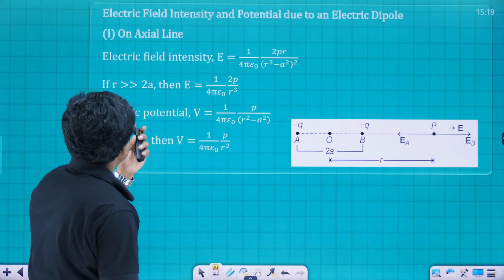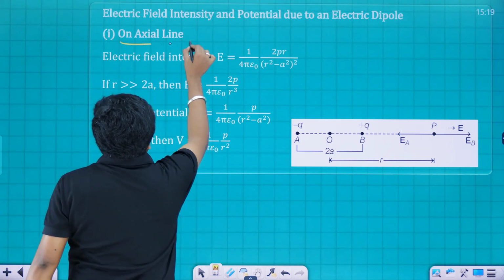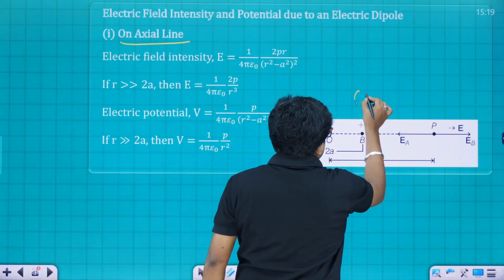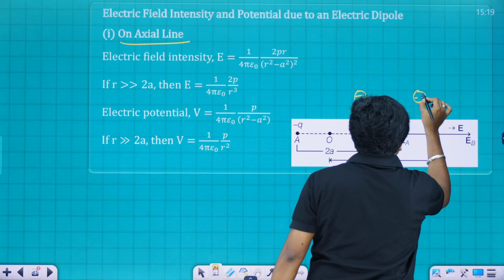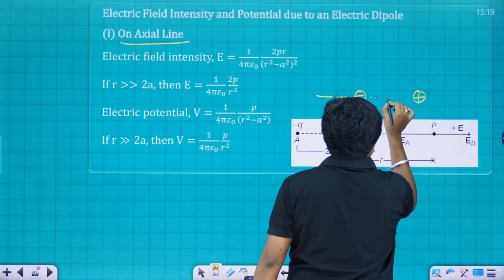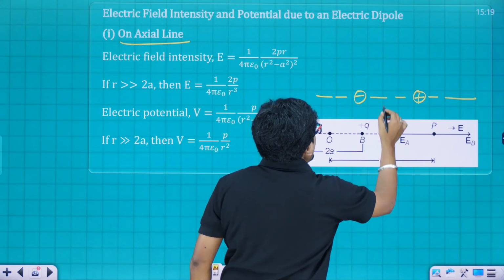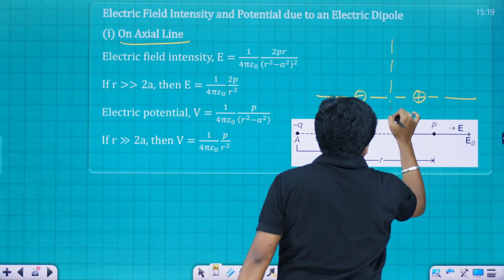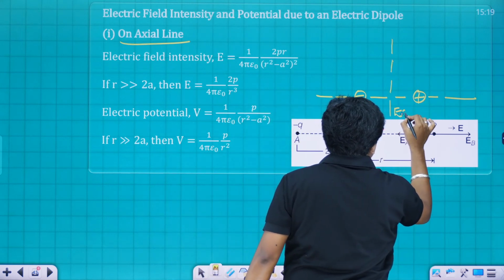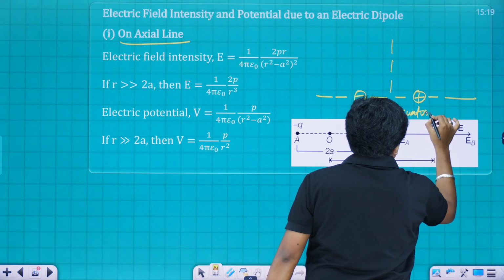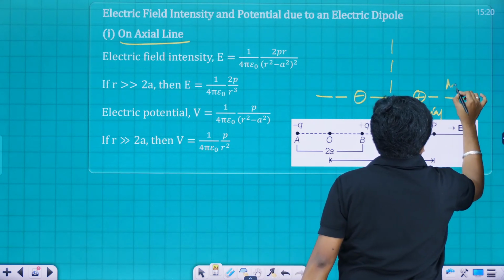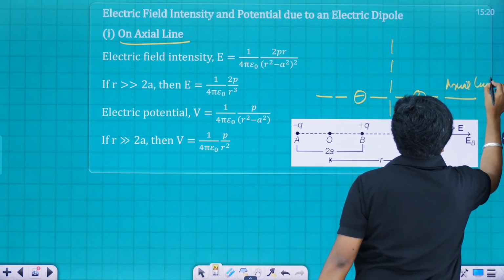Okay, now first is along the axial line. Axial line means let this be the negative charge and let this be the positive charge, and the line joining the center of this is known as axial line, and the line that I can create perpendicular to this is known as equatorial line. Here this is equatorial line, and here this is axial line.